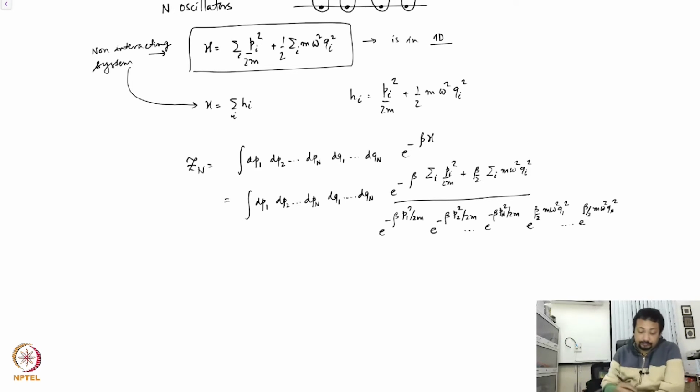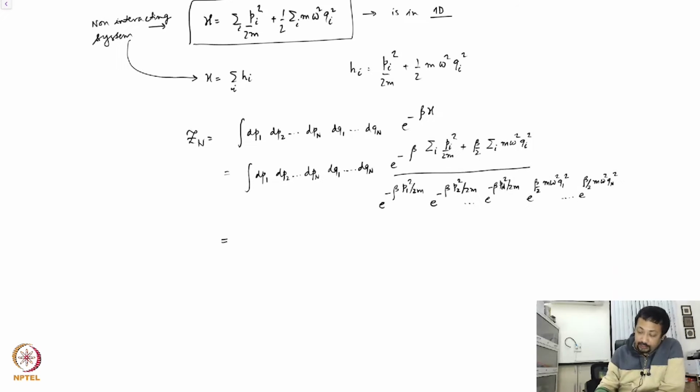So hence I have dp1 e to the power minus beta p1 squared over 2m. But before we proceed, one has to be careful, because this quantity is dimensionless. This quantity is dimensionless because the Helmholtz free energy is going to use the log of this partition function, but this measure is not, right? So that I have h to the power n that must come and sit over here.